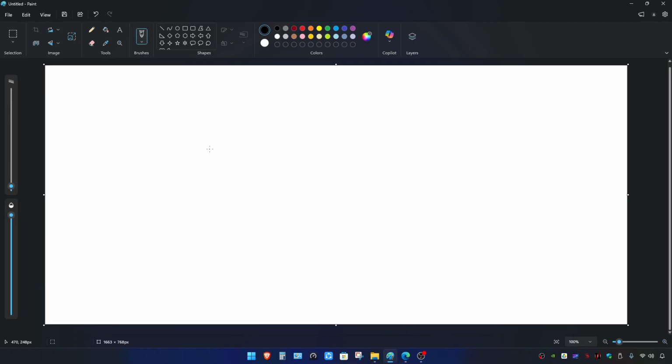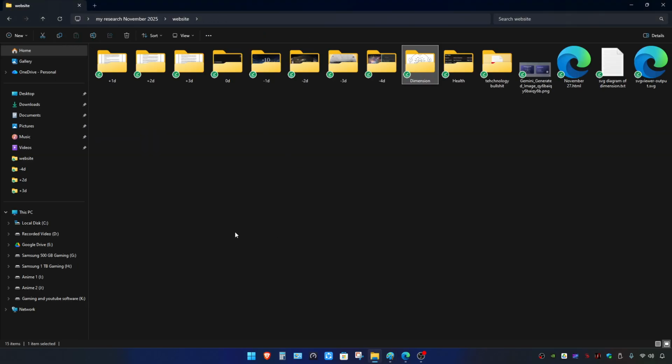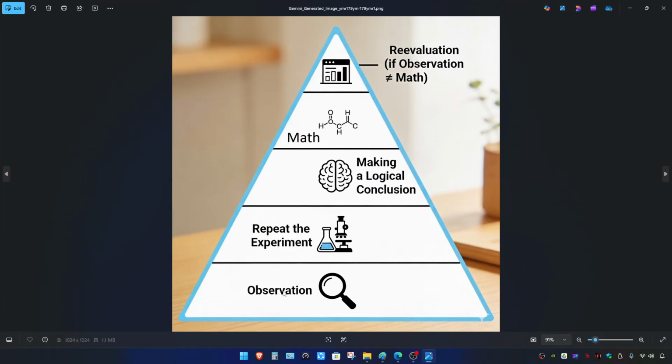So what do we know about the CKDM model? The rules of the CKDM model are the following: every CKDM model must have this chart. What type of chart is this? First, we need to look for what? Observation. Then we need to repeat the experiment, and then we make a logical conclusion. Then we can do math, and if the math is not equivalent to the observation, then we will do what? We will evaluate the entire process.